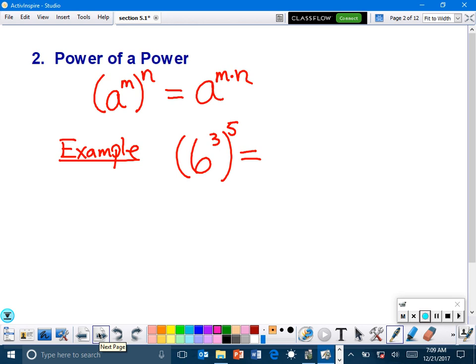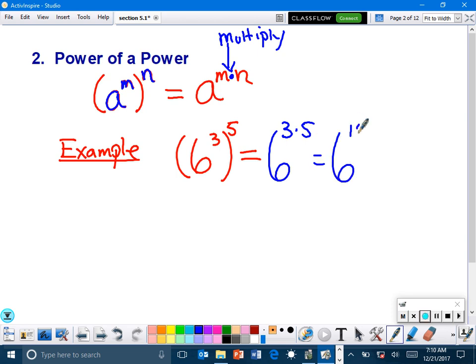Number 2, it's called power of a power. You will notice in this problem that we have a base with an exponent with another exponent. So a power of a power. When we have a power of a power, we multiply the exponents. In this example, we have 6 to the 3rd to the 5th power. That simply means 6 to the 3rd times 5, which is 6 to the 15th power.